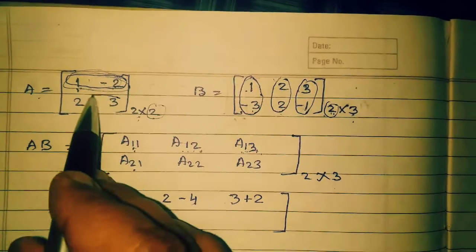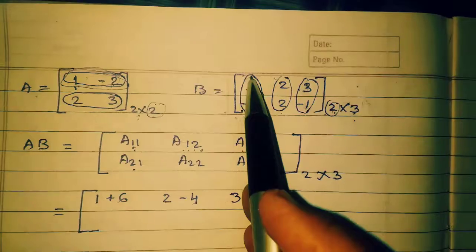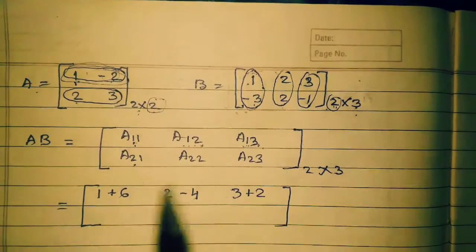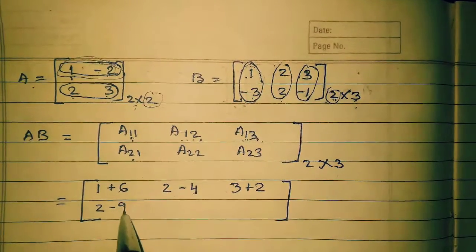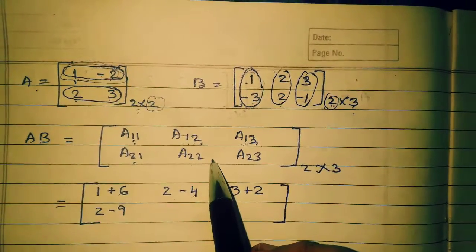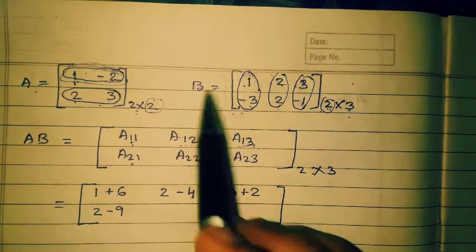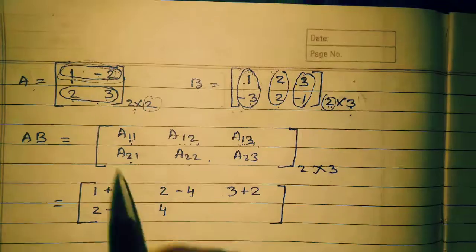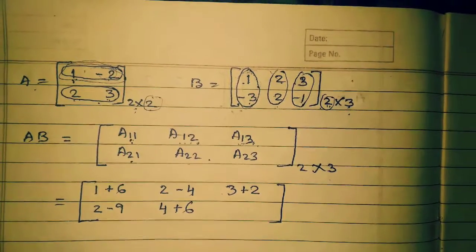A21 means the second row of the first matrix and first column of the second matrix. You multiply and add. So 2 into 1 is coming 2, and 3 into minus 3 will get minus 9. Similarly, second row and second column you multiply: the second row of the first matrix and second column of the second matrix. So second row, 2 into 2 is coming 4, and 3 into 2 is coming 6. So multiply and add here.